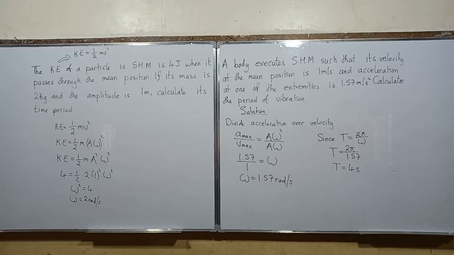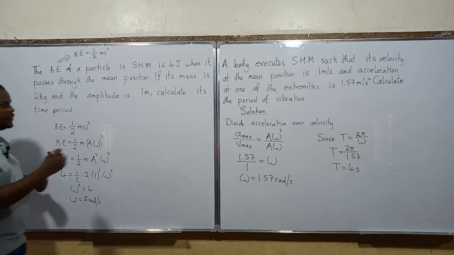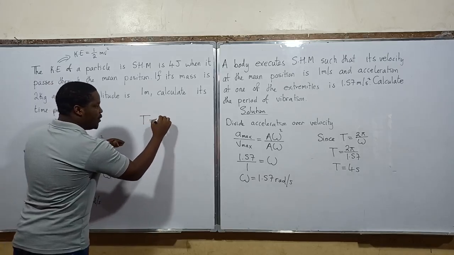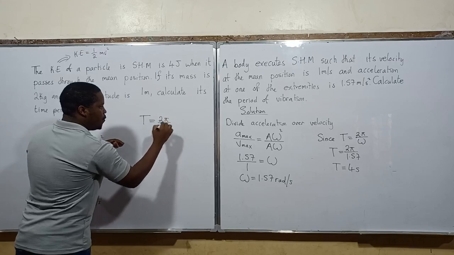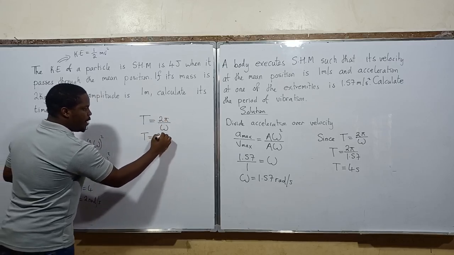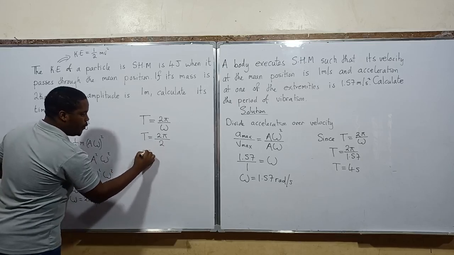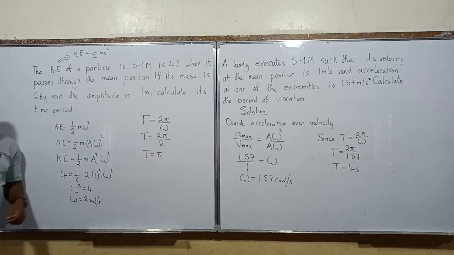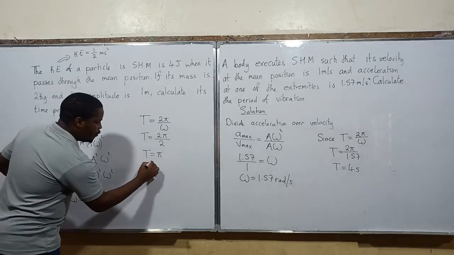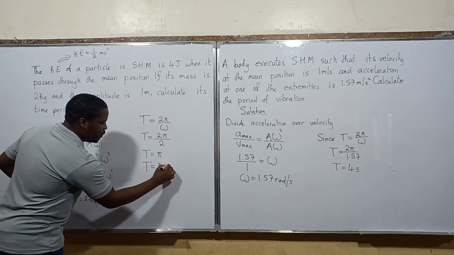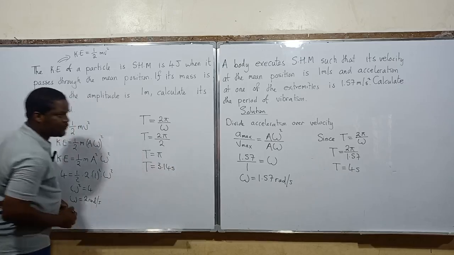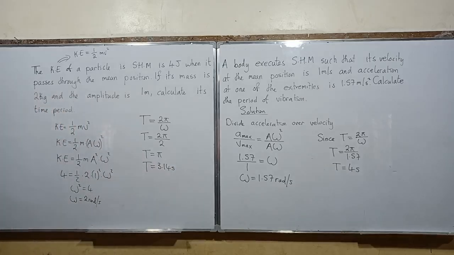So to do that, using the same formula, time period, which is T, is given by the formula 2 pi over omega. What is omega? Omega is 2. So period is equal to pi. So period is just pi. What's the value of pi as a decimal? It's 3.14. So period T is equal to 3.142, it goes on, of course. It's measured in seconds. Very simple, my people.